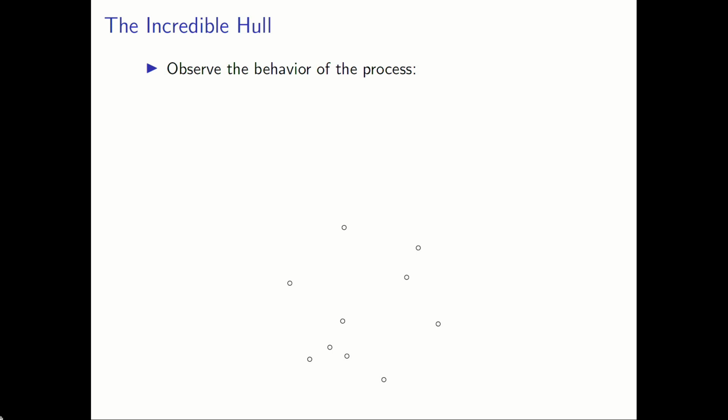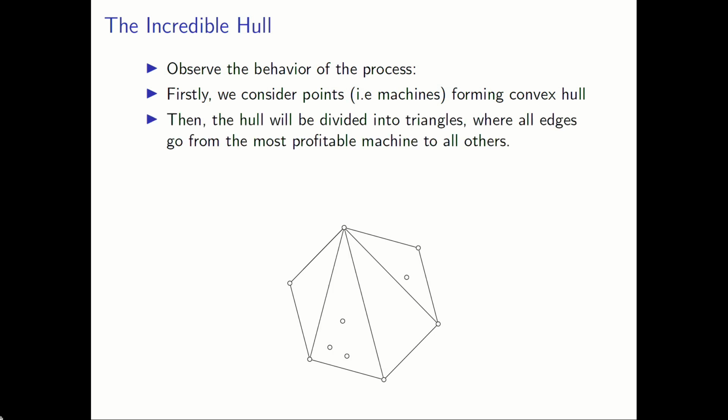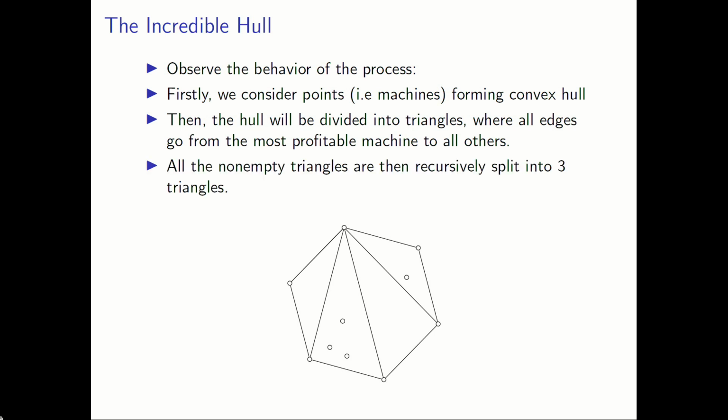So in the problem of the incredible hull, we first have to get through the problem statement and observe the following procedure. At first, we consider points that form the convex hull. Then the hull will be divided into triangles, where all edges go from one point to all others. And after that, all non-empty triangles are recursively split into 3 triangles. So let's say it goes like this. This one, this one, this one, and in the end, this one. And that's the end of the procedure.